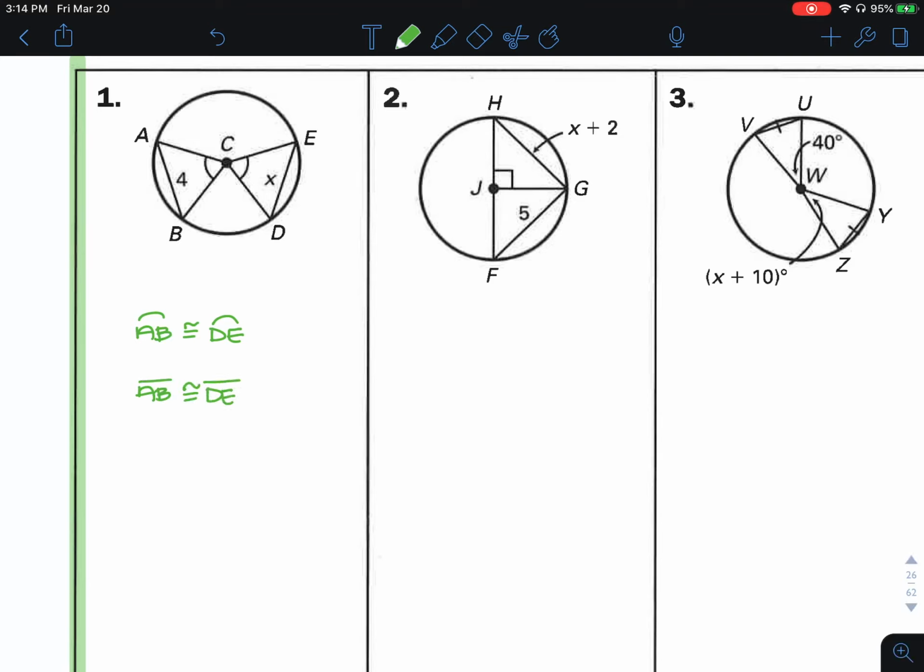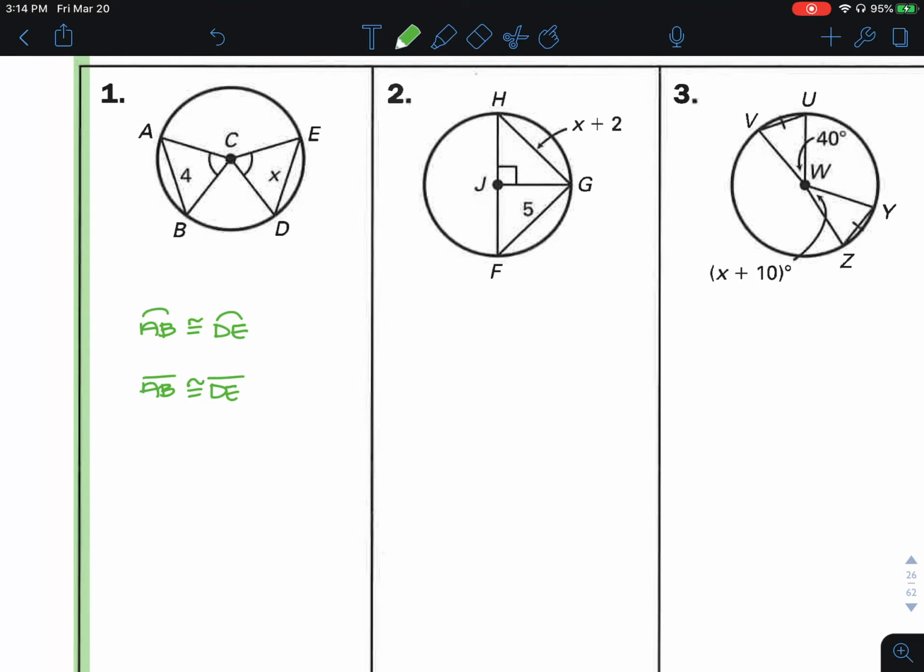Let's fill in what I know. Well, I know that AB is 4, and DE is x. Well, there we go. We got x equals 4. And I'm done. Let's talk about number 2.